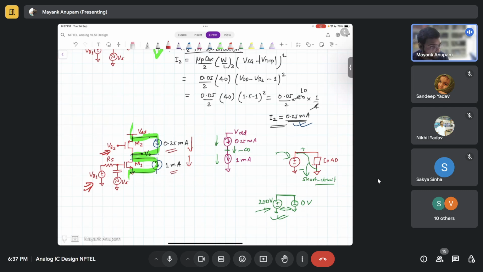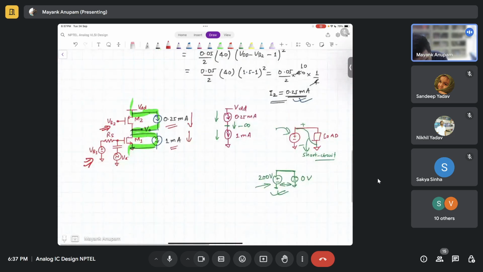Assuming this is in saturation, what will happen? Currents cannot be different, right? In the same branch, the currents cannot be different. So that is why this voltage V naught here will start to go down. It will start decreasing, and it will decrease to the point where V naught is less than VD sat of M1. The moment that happens, the current will then start decreasing for M1. You get my point?